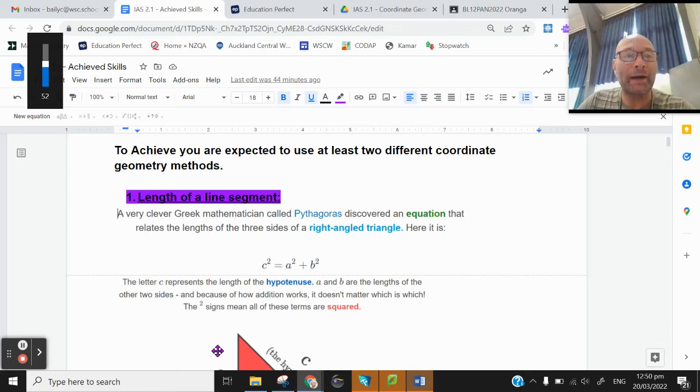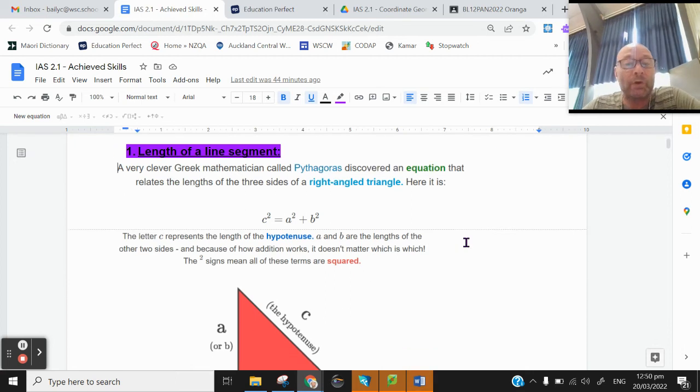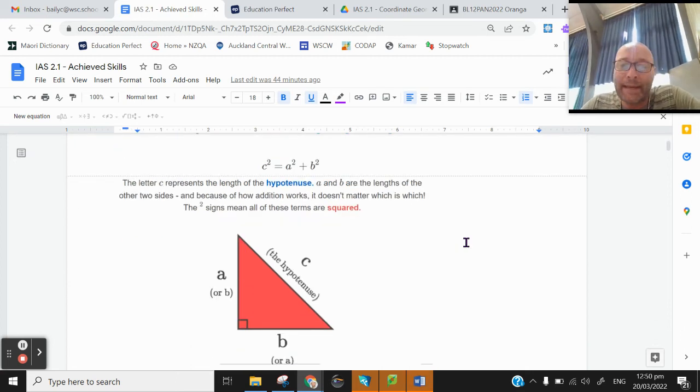In this video lesson, we're going to talk about using Pythagoras, the theorem of Pythagoras, to find the length of a line segment. Okay, so we should recall when we're labeling a right angle triangle, that longest side, which is known as the hypotenuse, is always found opposite the right angle.